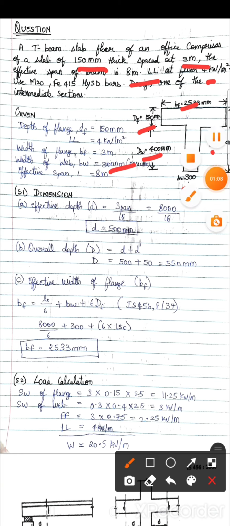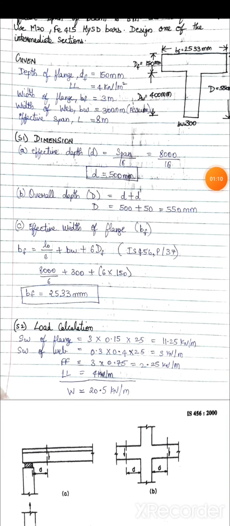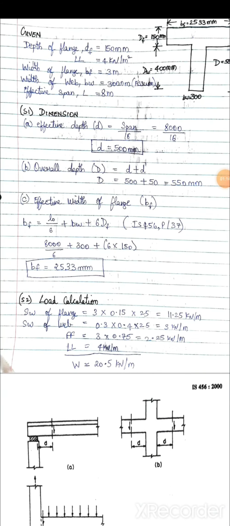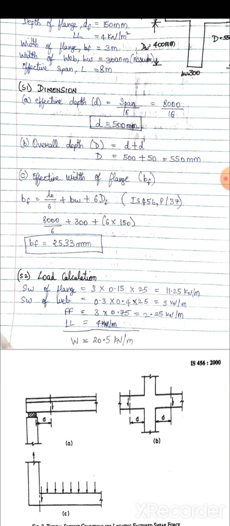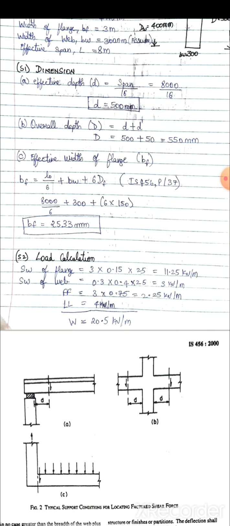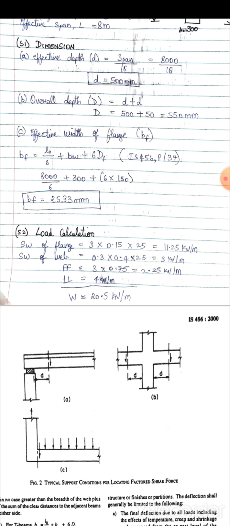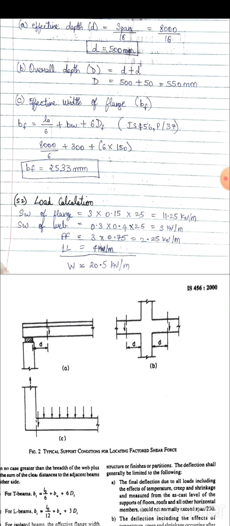Now we must find dimensions which are not given in the question. First is effective depth. Formula is span by 16. Answer is 500 mm. Next, overall depth. Formula is d plus d dash. D dash is clear cover, 50. So it is 550 mm.